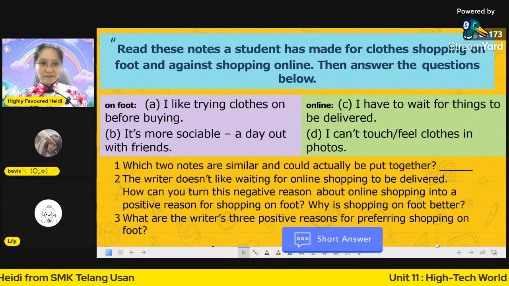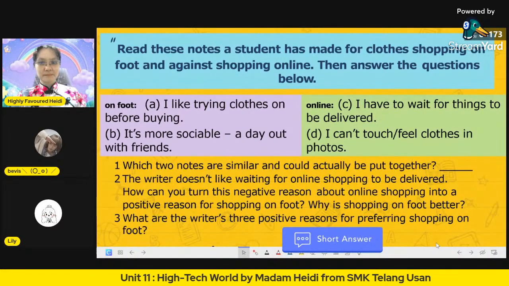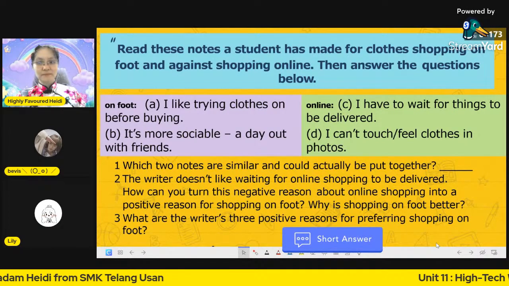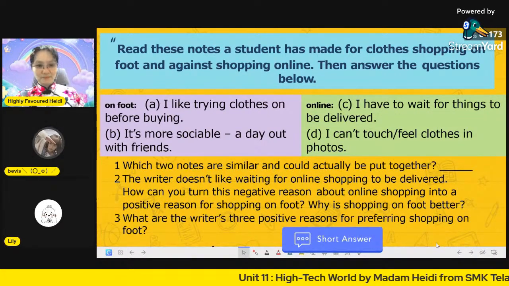Yes. One, which two notes are similar and could actually be put together? Two, the writer doesn't like waiting for online shopping to be delivered. How can you turn this negative reason about online shopping into a positive reason for shopping on food? Why is shopping on food better? Three, what are the writer's three positive reasons for preferring shopping on food?